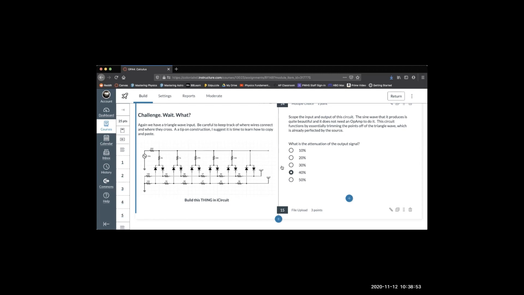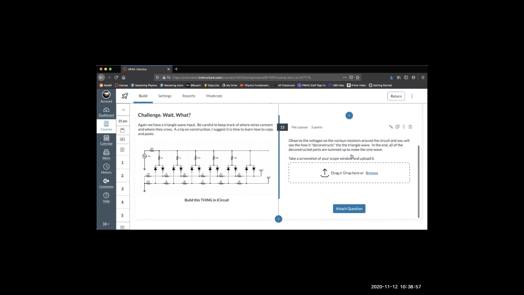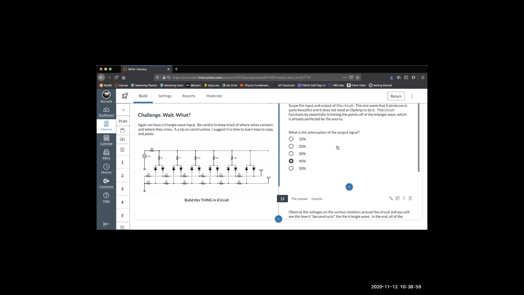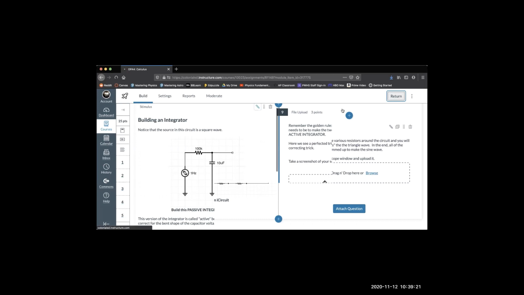So you build that thing. Did I even ask for a file upload? Yeah, I did. So you build that thing and then look at the scope window. I want to see that it makes a sine wave. It's tricky to build because you got to be careful. These little bits here, the wires cross over, and here they attach. So building this thing requires a bit of eye circuit skill because it's easy to mess it up and put a component in the wrong spot. What's the attenuation of this guy? 40%.